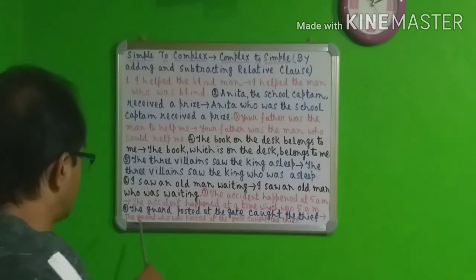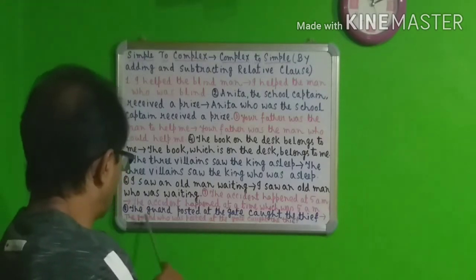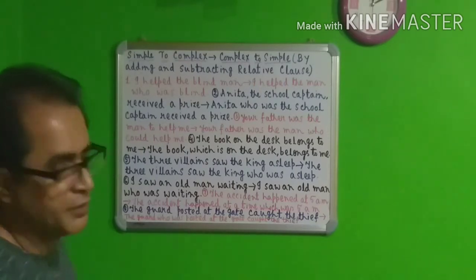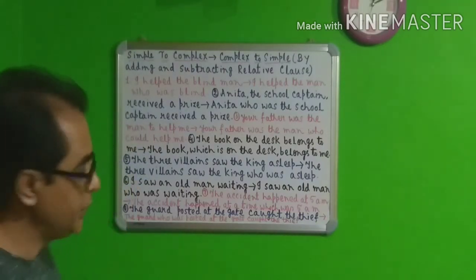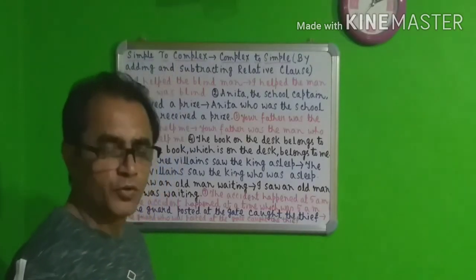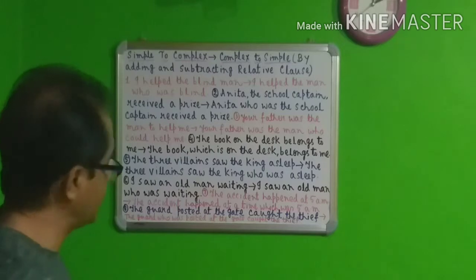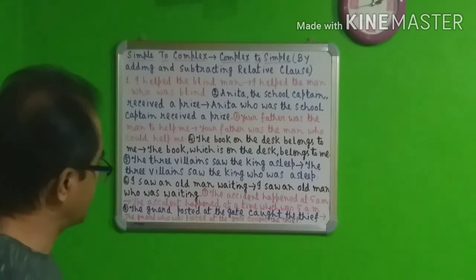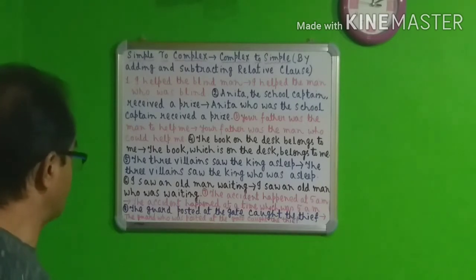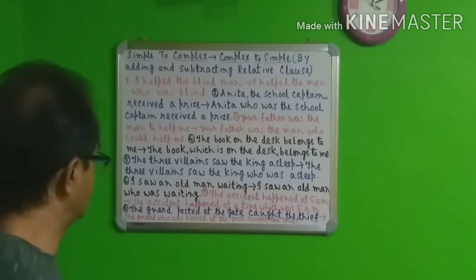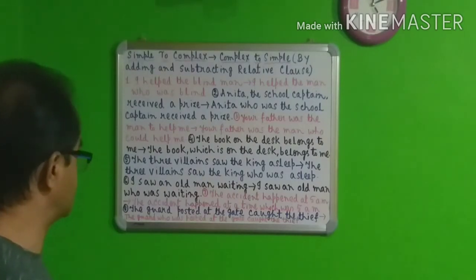What is the main clause here? The guard caught the thief. And this part, who was posted at the gate, is surely a subordinate clause, and at the same time it is a relative clause or adjective clause also, because it qualifies the noun guard. The guard who was posted at the gate caught the thief. Here we see that an adjective clause has been used and a simple sentence is turned into complex.